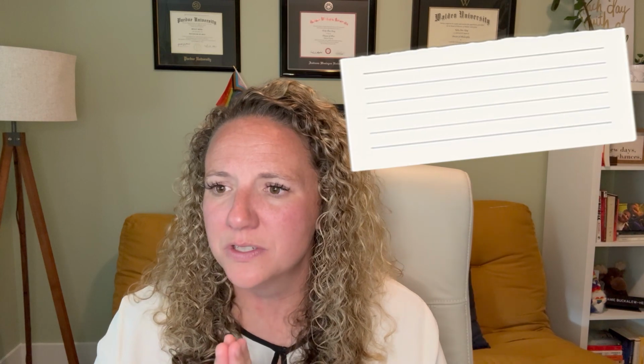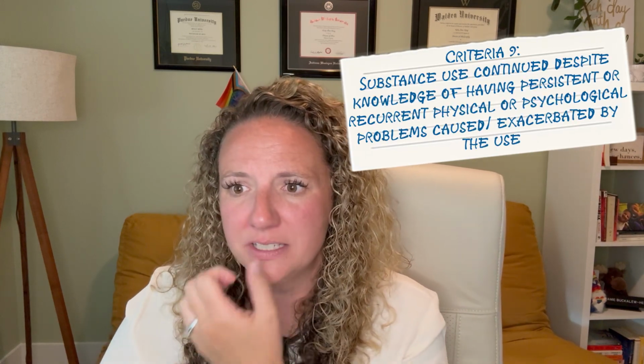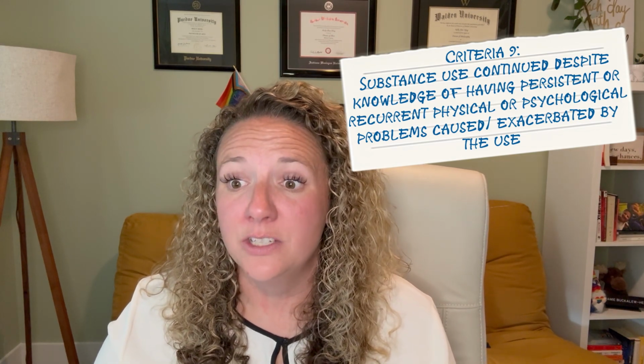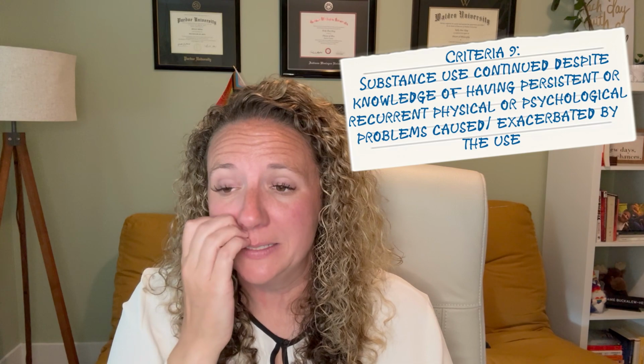Criteria number 9 is substance use is continued despite knowledge of having persistent or recurrent physical or psychological problems that are likely to have been caused or exacerbated by the substance. An example of this might be someone has developed cirrhosis of the liver and they continue to drink anyway. Or maybe they have consistently had to go to the hospital or experienced health problems because of their use, but yet they've continued to use anyway. I think you might be starting to see a pattern: when we have negative consequences but that use continues, that's usually an issue.